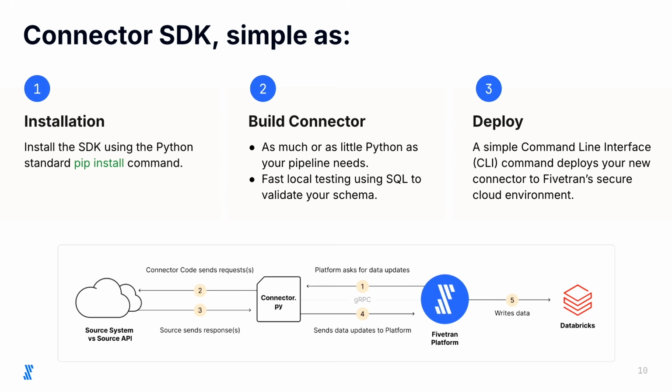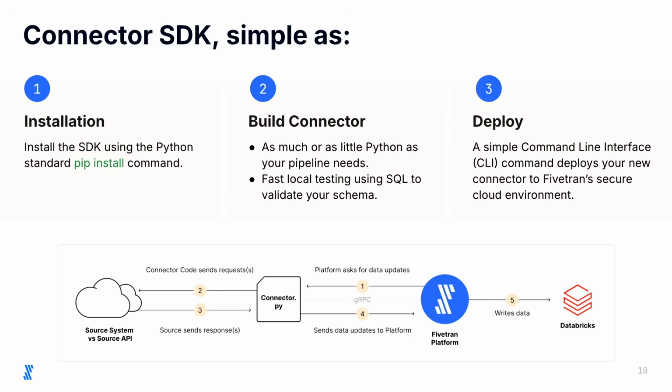So for connector SDK, the first step is installation, standard pip install command, pip install fivetran-connector-sdk, and then we'll walk through the connector.py file, which is the one file that you have to have for your custom connector. You can have more. We support multiple Python files if you prefer to have that structure.